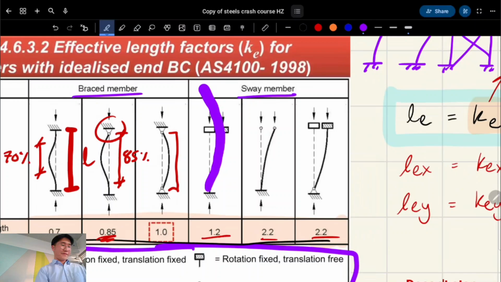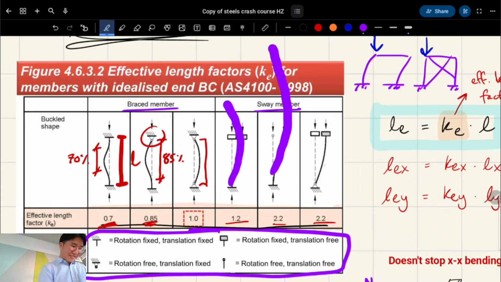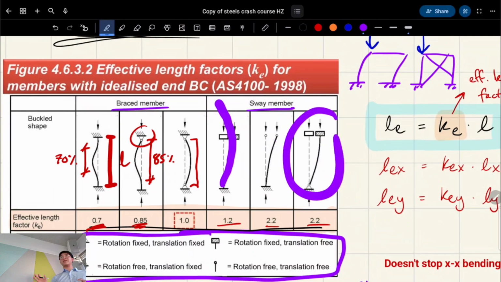Yeah, so for sway frames, this one's C shape is like that. You know what I mean? And this one's C shape is also like that. That's kind of how they got these numbers. So what happens when you have a longer length? Is it more or less susceptible to buckling? So what happens when you multiply your length by 2.2? And it becomes 2.2 times more. Yeah, exactly. It's as if your column is massive because it's really susceptible to buckling if it's a sway member. Does that make sense? Yeah.